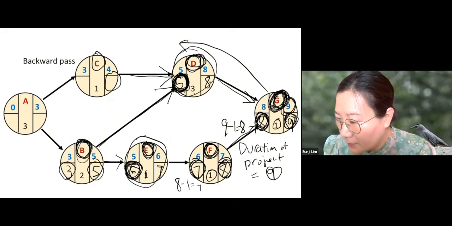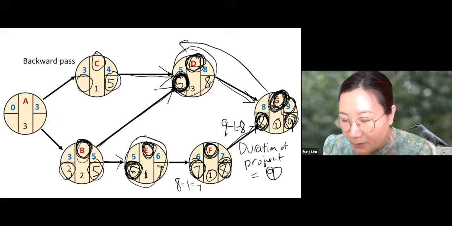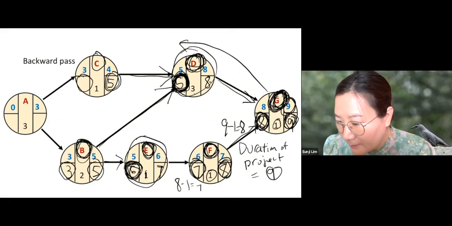Let's look at the follower. D needs to be started by 5. That means C needs to be completed by 5. What's the latest start time of C? 5 minus 1, which is 4.